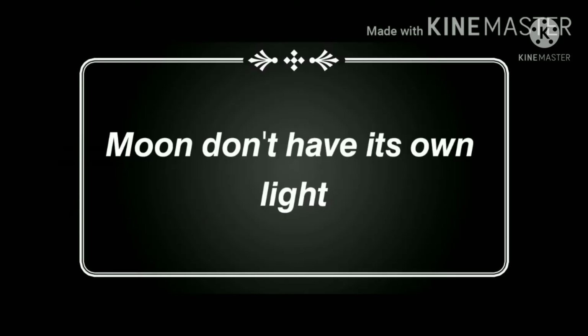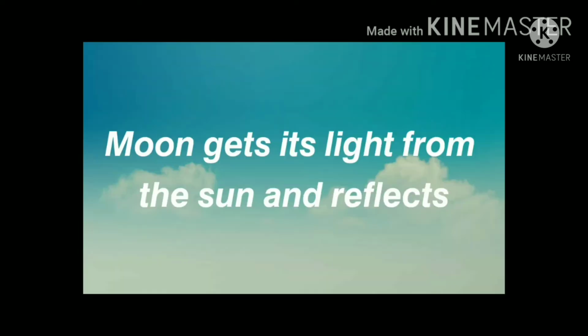Why can we not say moon? Yeah, moon doesn't have its own light. It gets light from the sun and reflects it at night. Okay students, so moon is not a source of light. Keep that in mind.